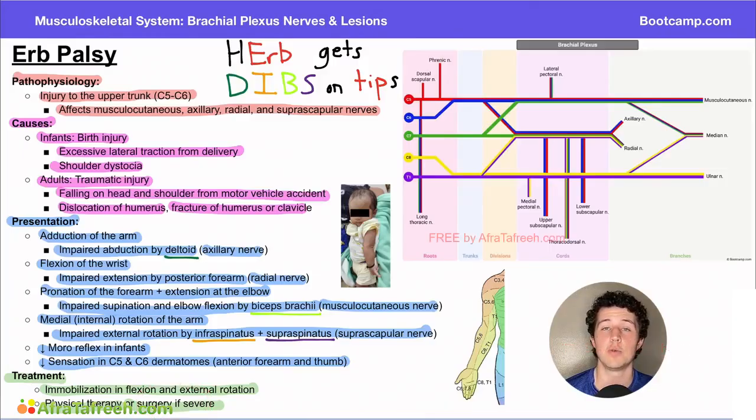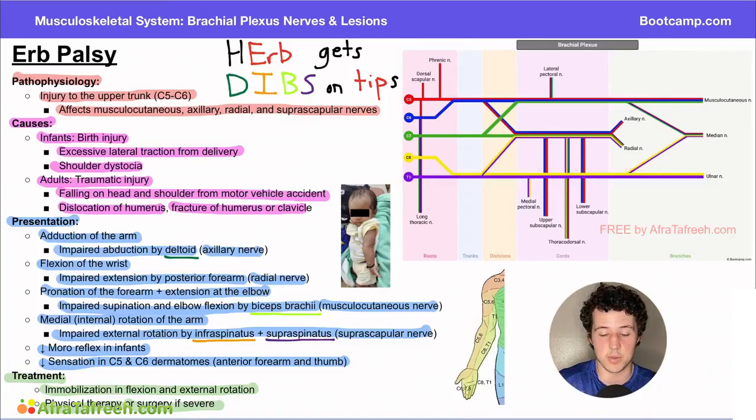A G2P2 woman gives birth to a boy at 42 weeks gestational age via vaginal delivery. The birthing process was complicated by shoulder dystocia, which eventually required a forceps delivery. The child's APGAR scores were 7 and 9 at 1 and 5 minutes respectively, and the child's birth weight is 9 pounds 6 ounces with vital signs within normal limits. On physical exam, you notice elbow extension and forearm pronation, in addition to a reduced Moro reflex. What additional motor deficits are also likely to be found in the patient's affected arm?